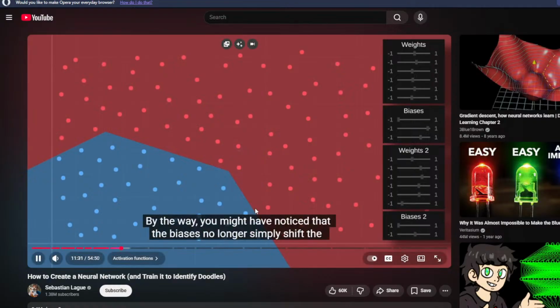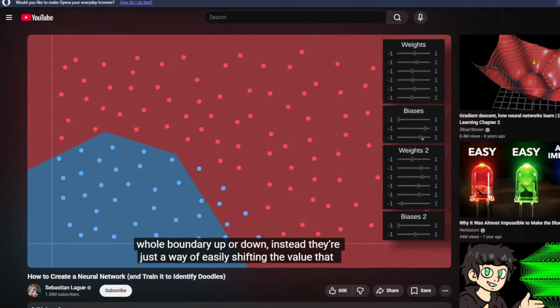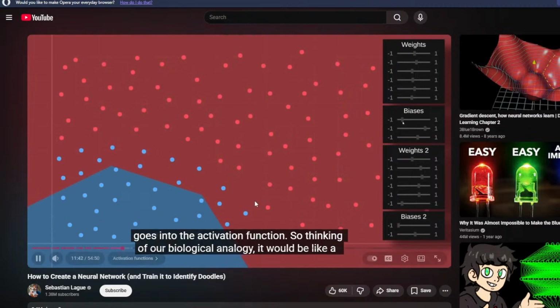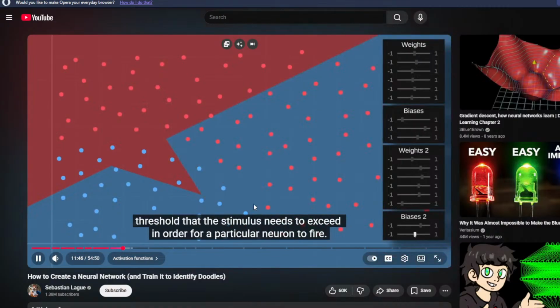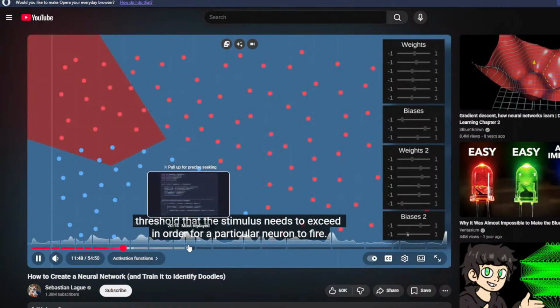By the way, you might have noticed that the biases no longer simply shift the whole boundary up or down like they did before. Instead, they're just a way of easily shifting the value that goes into the activation function. So thinking of our biological analogy, it would be like a threshold that the stimulus needs to exceed in order for a particular neuron to fire.